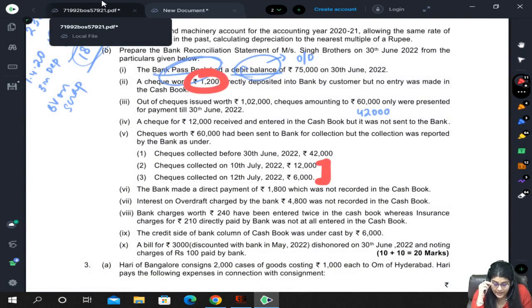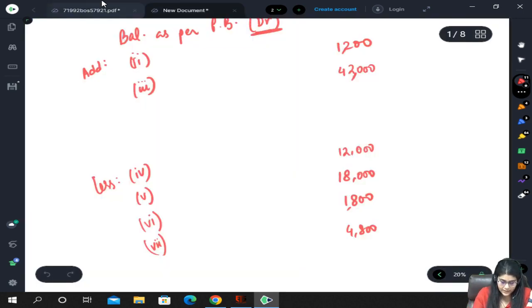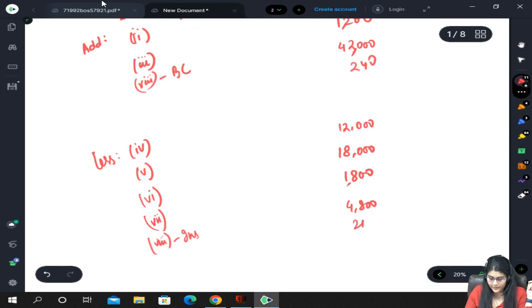Subtracted. Bank charges worth 240 entered twice in cash book, which means that we have deducted this amount twice. So even in the passbook, we should deduct it twice to make it the same. Whereas insurance charges for 210 directly paid by bank was not at all entered in the cash book. So this 240 we will add back. Bank charges 240 add back. And the insurance payment of 210 will be subtracted.